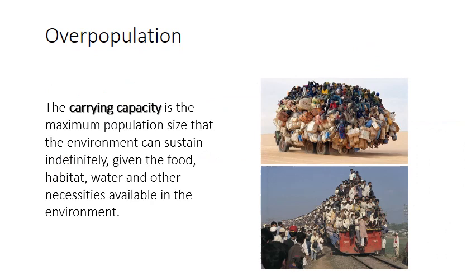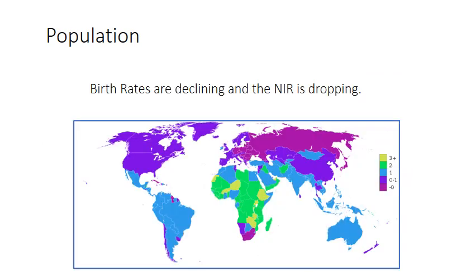Carrying capacity is the maximum population that an environment can sustain in a particular place, given the habitat and food and water that are available. Until you exceed that carrying capacity, that environment is not overpopulated. Generally, in the world today, birth rates are declining and the natural increase rate is dropping.